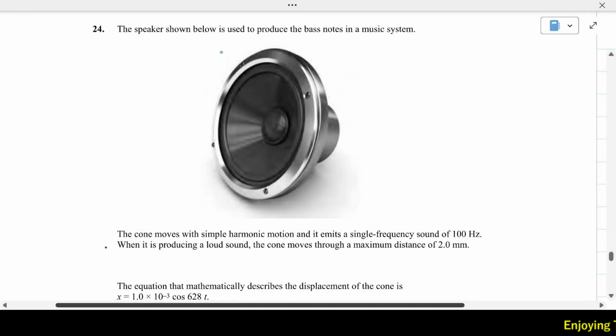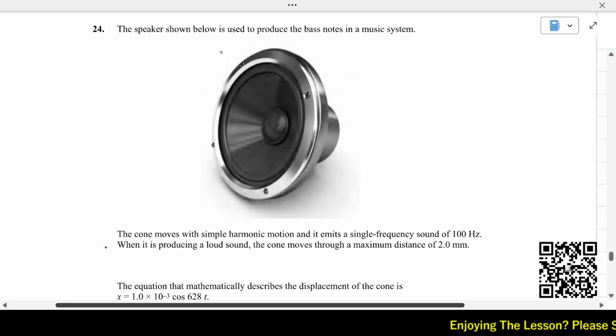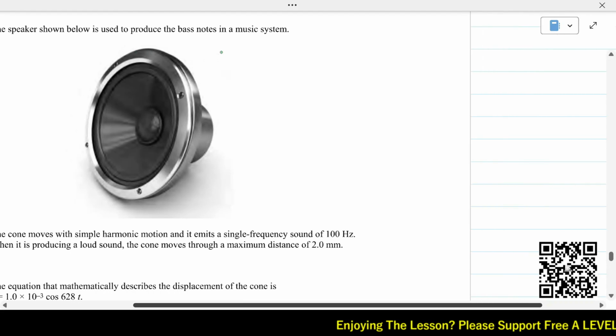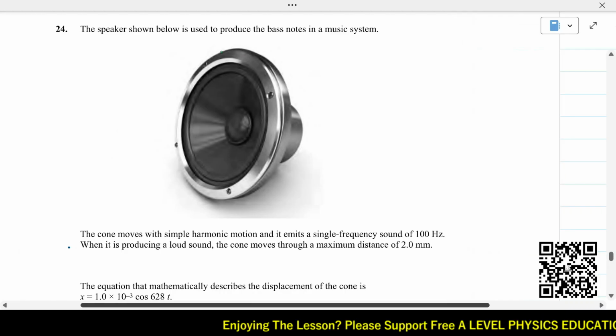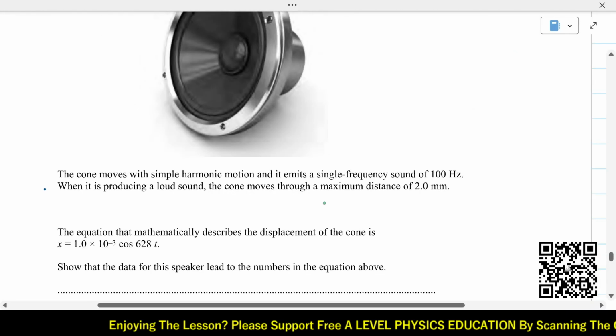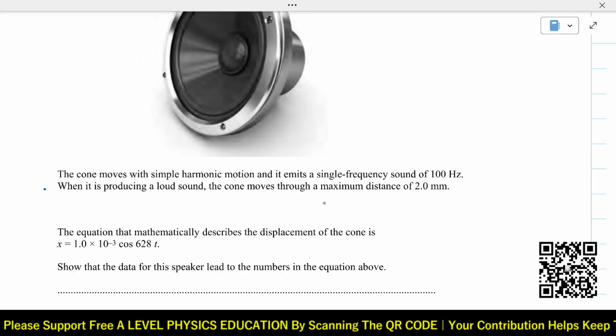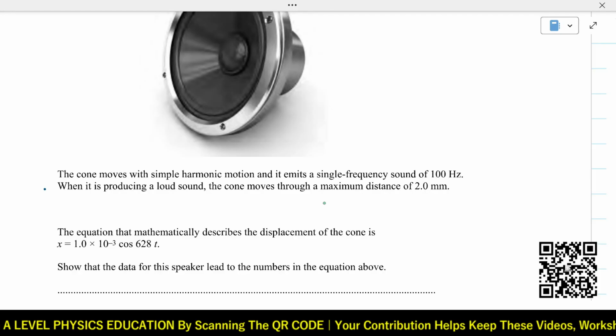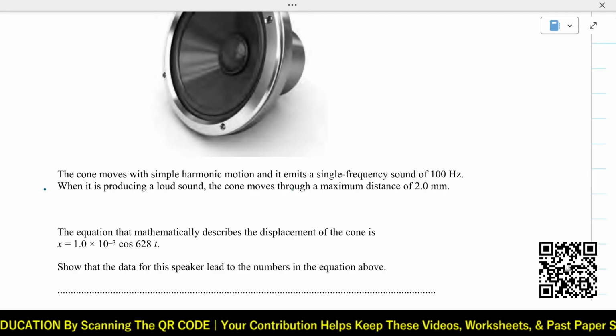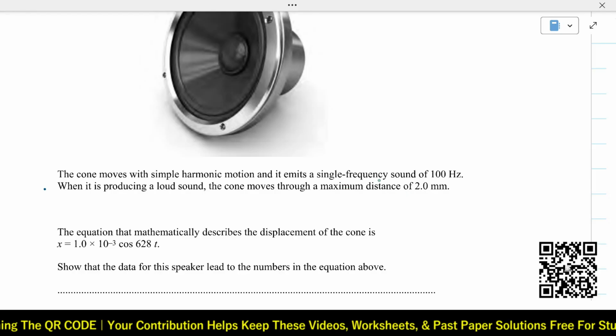The speaker shown below is used to produce the bass notes in a music system. The cone moves with simple harmonic motion and emits a single frequency of 100 Hz. When it is producing a loud sound, the cone moves to a maximum distance of 2 millimeters.